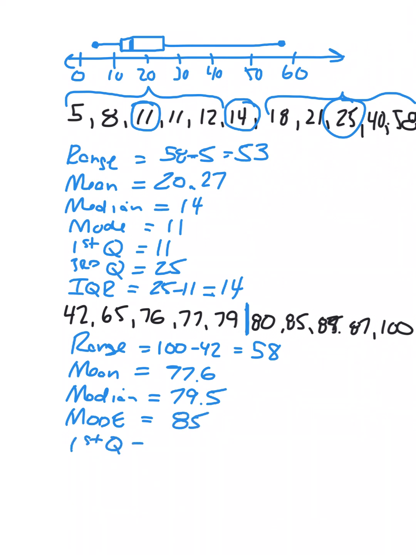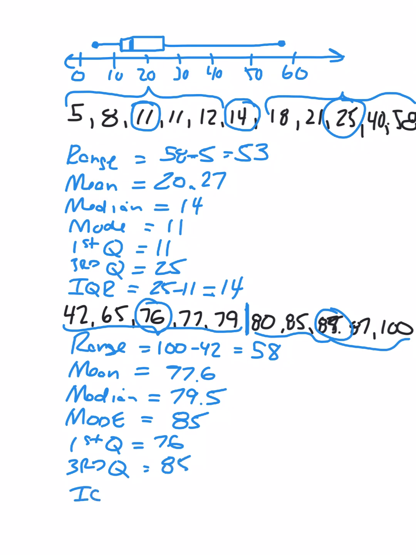Our first quartile is then the median of these 5 numbers, which would be 76. Our third quartile would be the median of the upper 5 numbers, which would be 85. And our IQR is the difference between those, which would be 9.